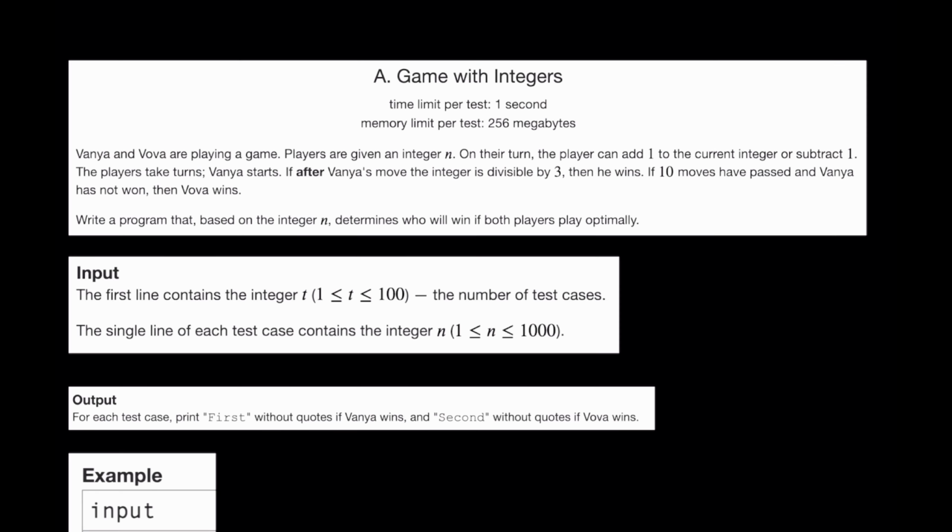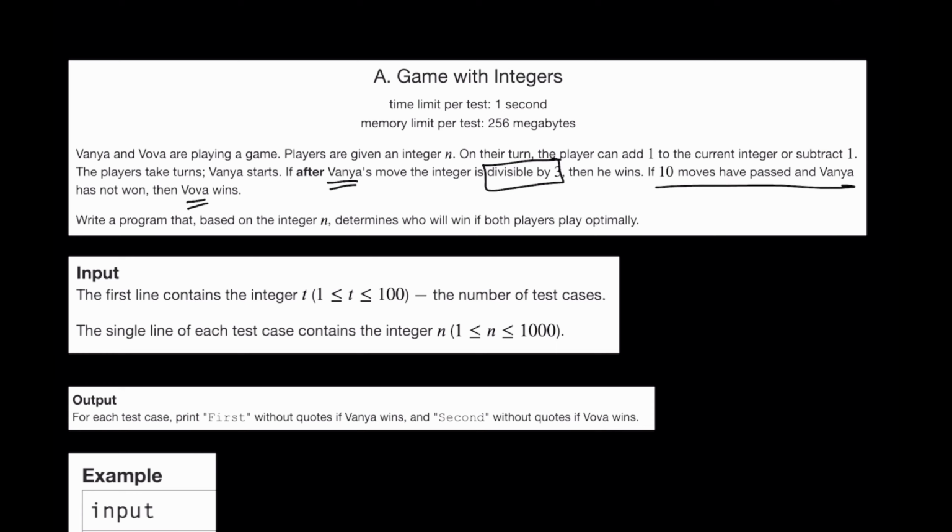Vanya and Vova are playing a game. Players are given an integer n. On their turn, the player can add 1 to the current number or subtract 1. The players take turns, and Vanya starts first. If after Vanya's move the integer is divisible by 3, then he wins. Otherwise, if 10 moves have passed and Vanya has not won, Vova wins.